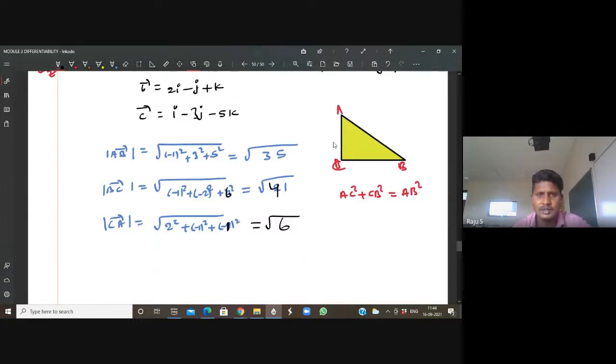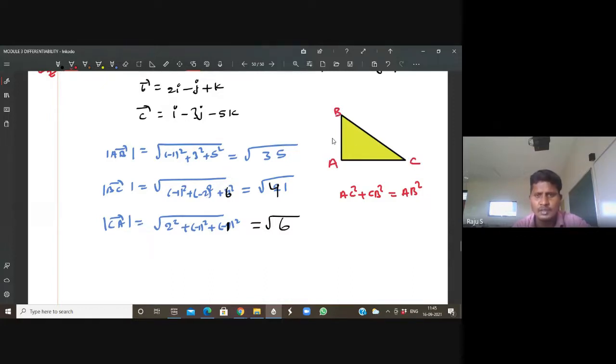Here we got this length AB is root 35. So we should change that here. These 2 points you can change. This is B, this is C. No, this you have to change it. This is clearly BC. This is B, this is C, this is A.